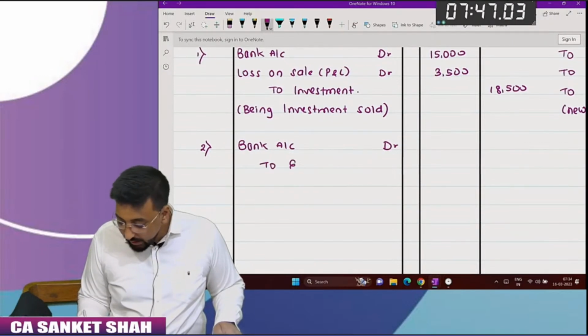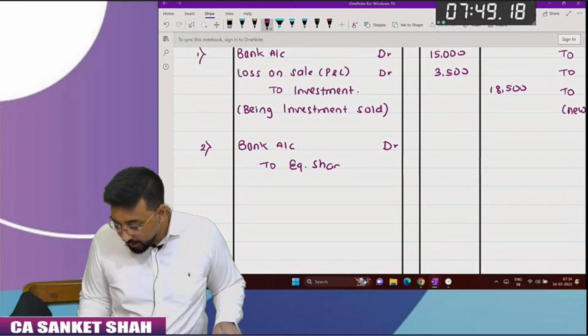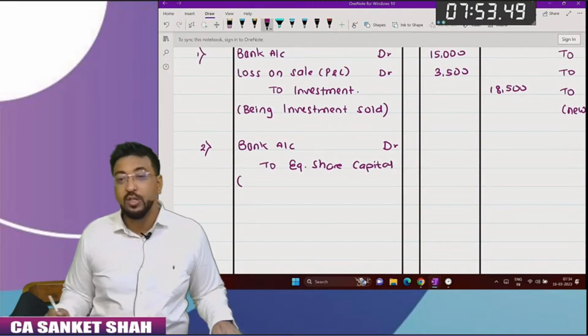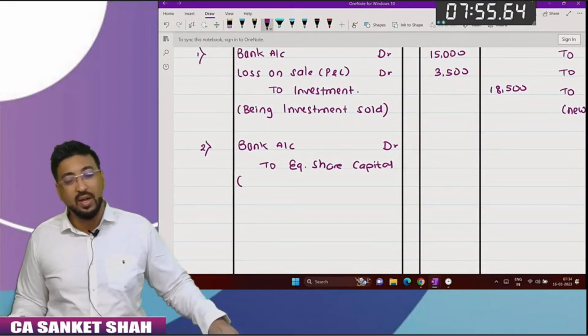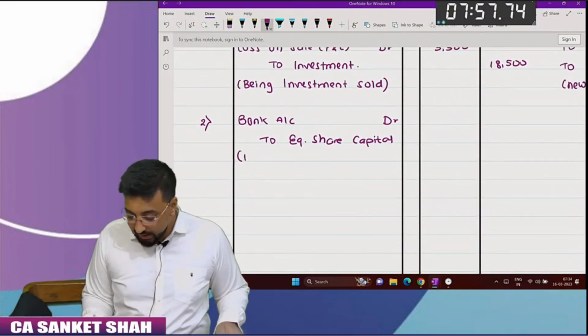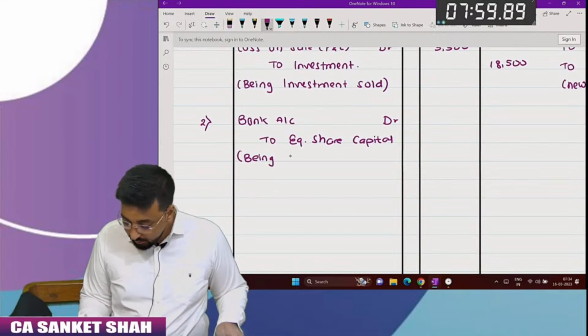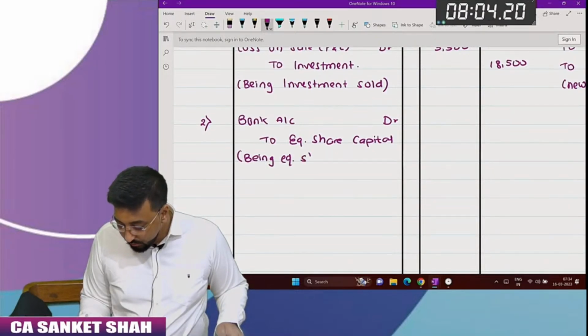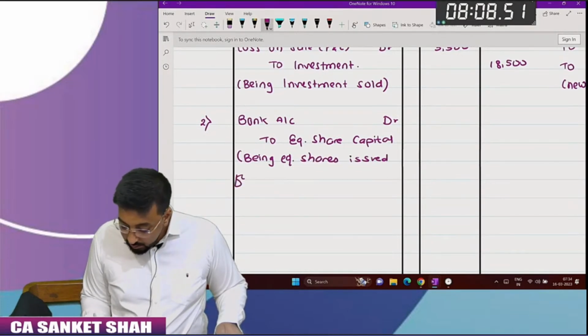You can directly pass entry to equity share capital. Now ICI pass beta two entries: Bank to equity share application, and equity share application to equity share capital. It's okay if you have passed directly the entry. Being equity shares issued for redemption purpose.